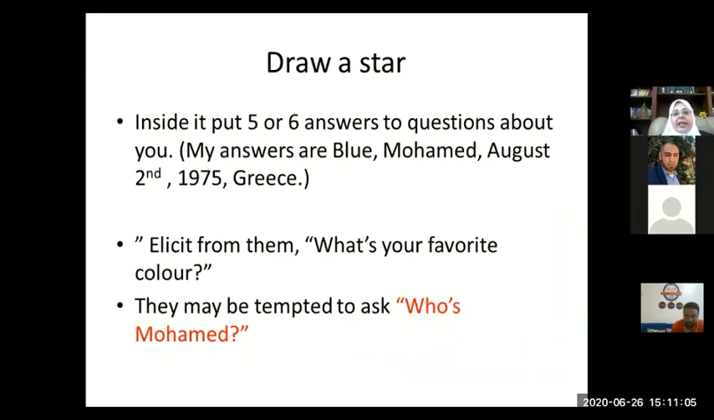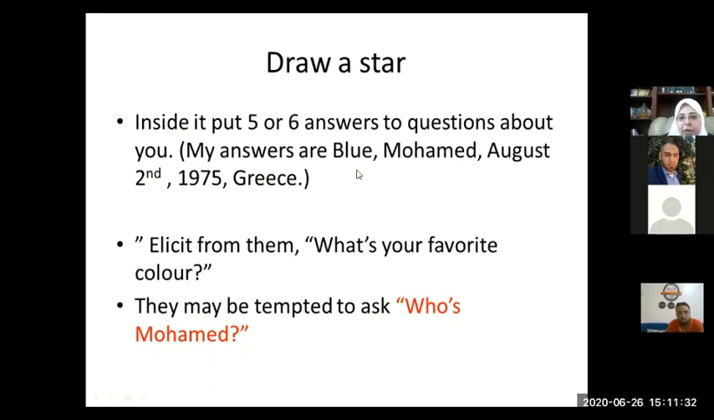Okay, this activity is called draw a star. So I will draw a star and write maybe 5 or 6 words into this star. Like for example, blue, Mohammed, the second, 1975, Greece. And students, they have to guess what these words are. And in this case, they will ask me questions. So I will elicit from them.